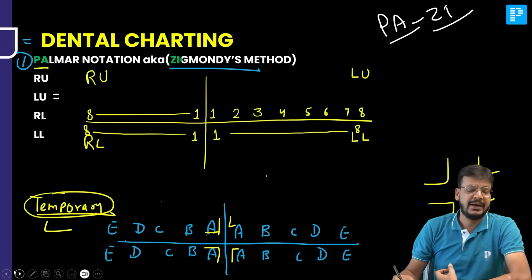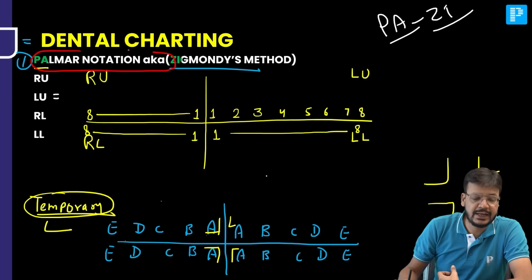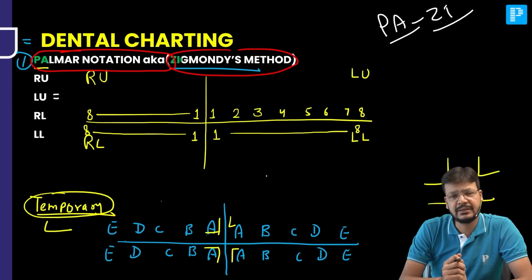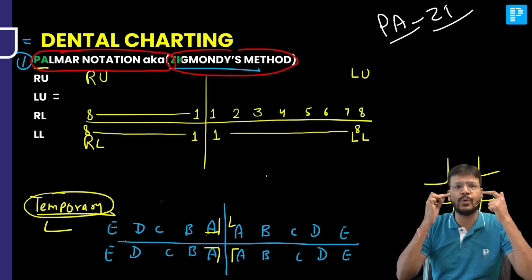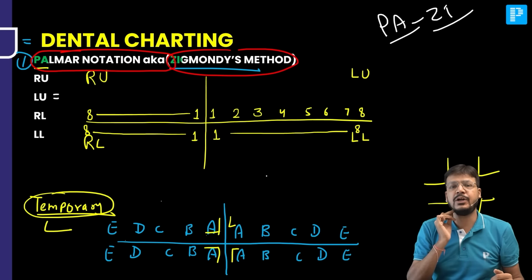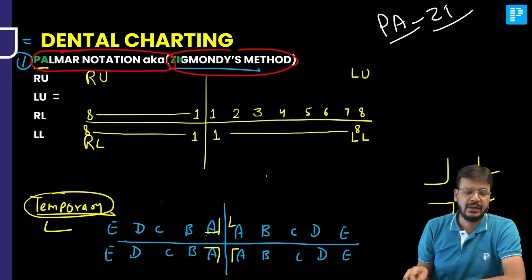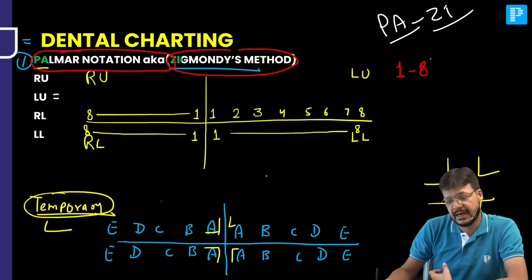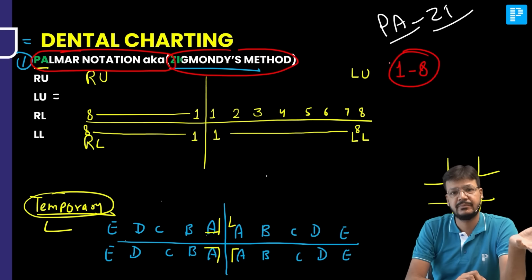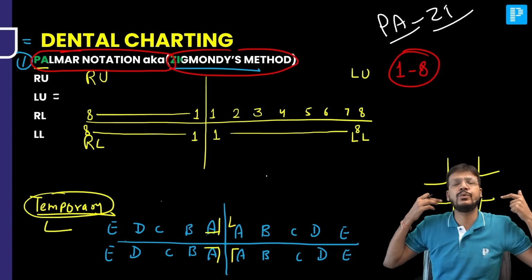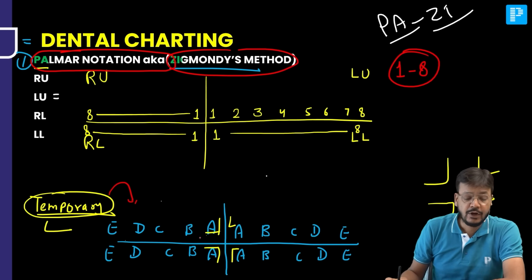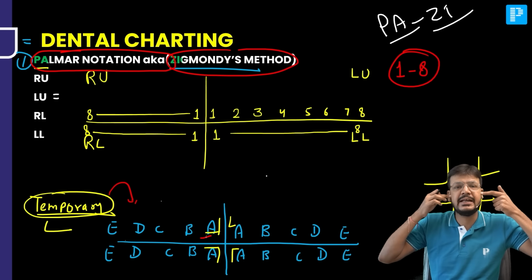Now dental charting, my dear friend. The first method is Palmer notation or Zsigmondy method. We have 4 quadrants: right upper, right lower, left upper, left lower. And if I am writing the teeth as numbers 1 to 8, that is Palmer notation, the Zsigmondy method. This question was recently asked in the INI-CET exam. So 1 to 8 and 1 to 8 are given. That's Palmer notation. This is for permanent teeth, 1 to 8. For temporary teeth, we don't give 1 to 8. We give A, B, C, D, E, A, B, C, D, E.